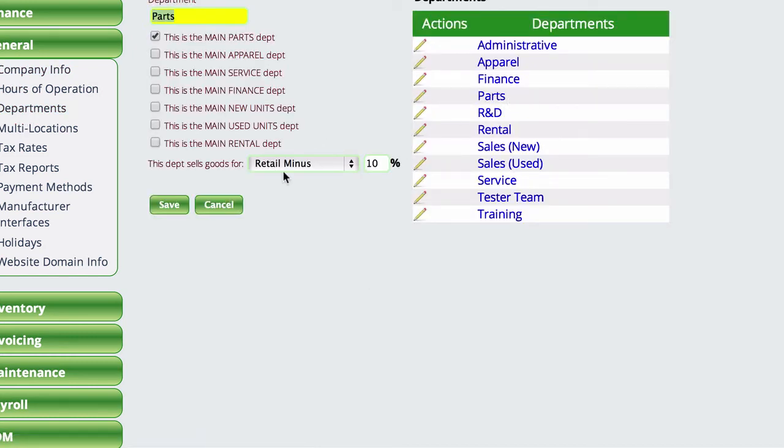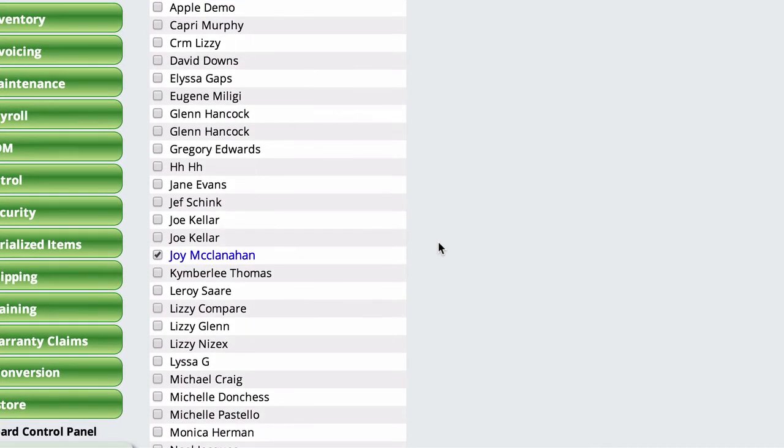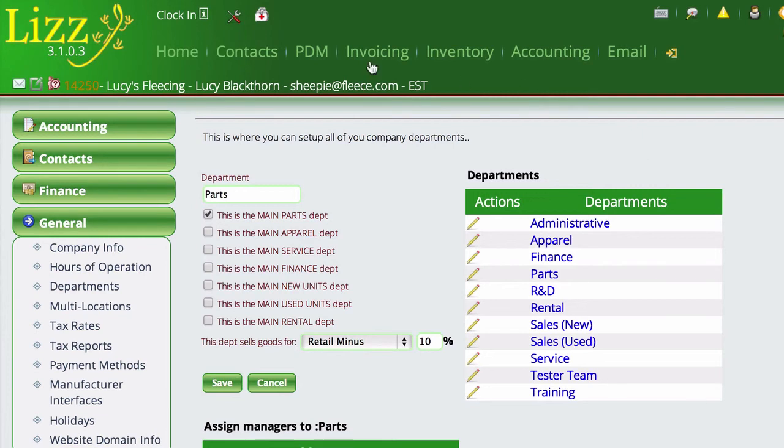You can see here that I have changed this to say this is the main parts department, and we sell to the other departments in the company at retail price minus 10%. So that's one thing that has happened. The other thing is that looking at the parts department, I am not in it. I am not part of the parts department, and that is a key thing to understand here because I'm the one adding the parts to the invoice.